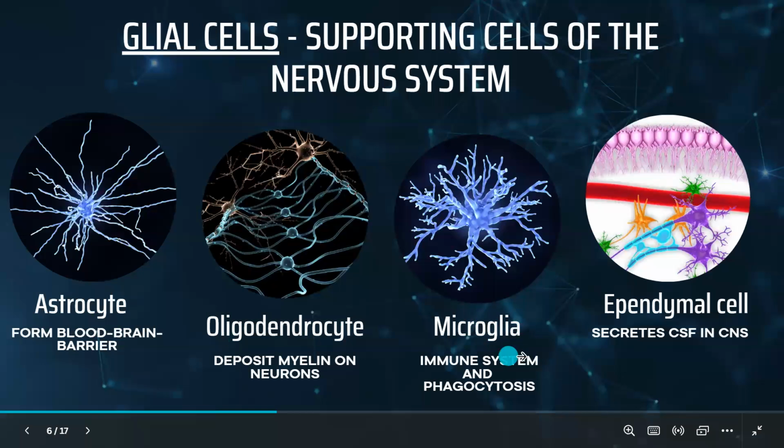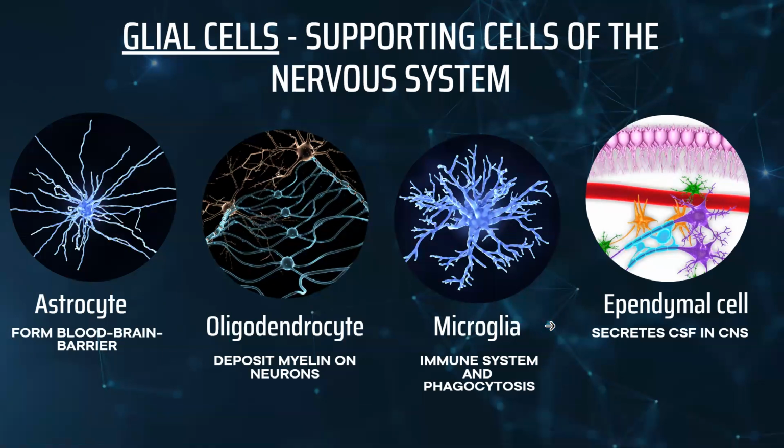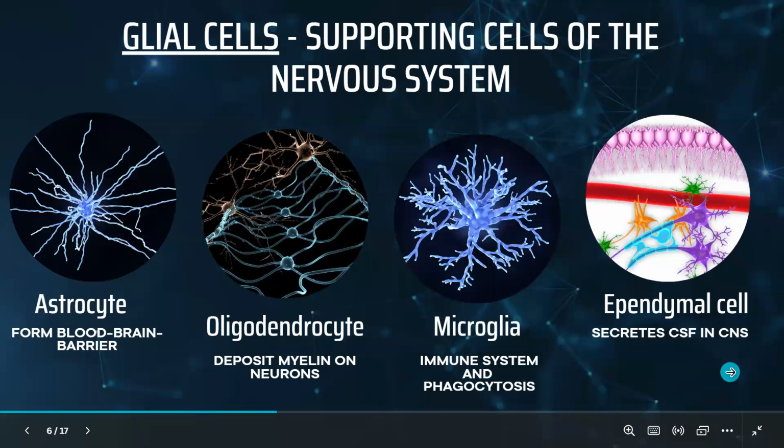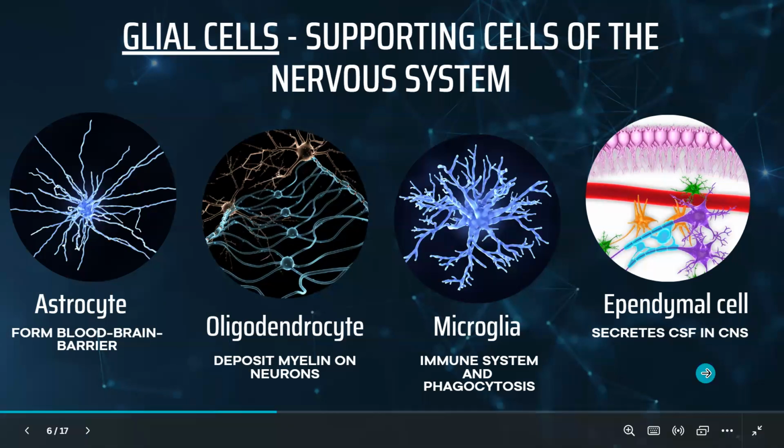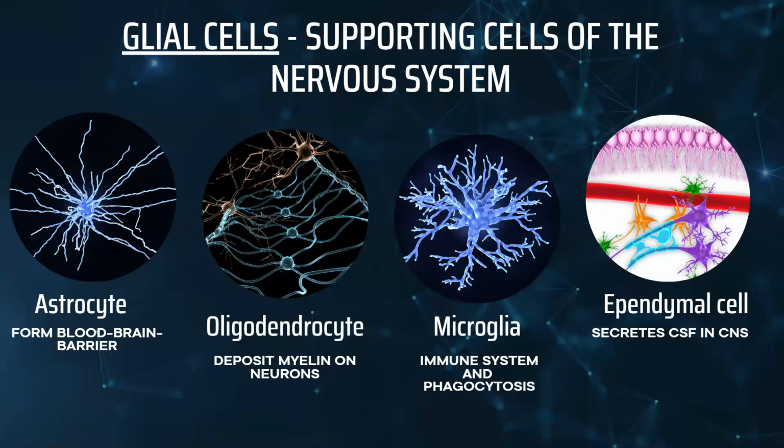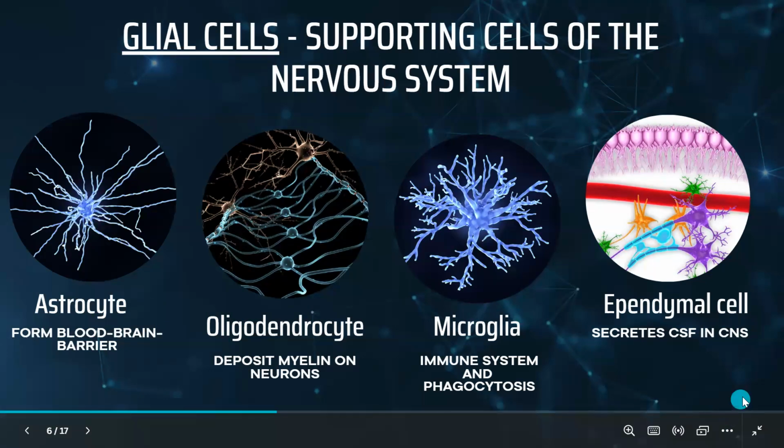Our microglia are the immune cell of our nervous system. Their job is to identify dead cells or foreign cells and phagocytize them, or engulf and destroy them. And then finally, we have our ependymal cell, and that's going to secrete our cerebrospinal fluid within our central nervous system. Cerebrospinal fluid is circulated throughout the brain in spaces known as ventricles, and it's also circulated through our spinal cord and then up and around back to the brain.